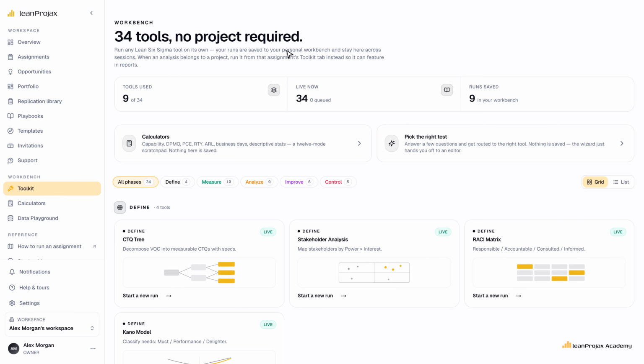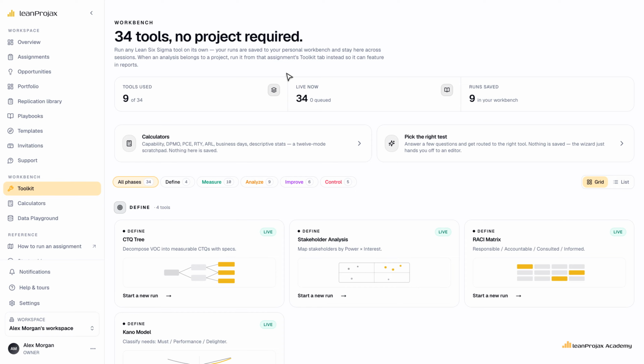Under Workbench, in the sidebar, Toolkit. 34 tools, no project required. And the blurb underneath is the rule you want. Run any Lean Six Sigma tool on its own. Your runs are saved to your personal workbench and stay here across sessions.